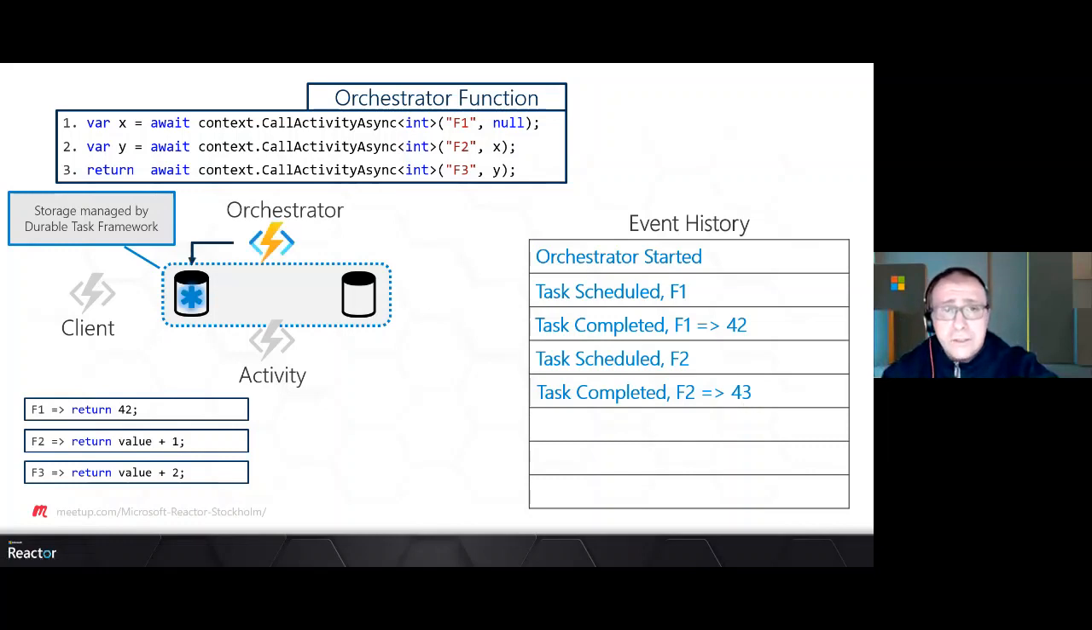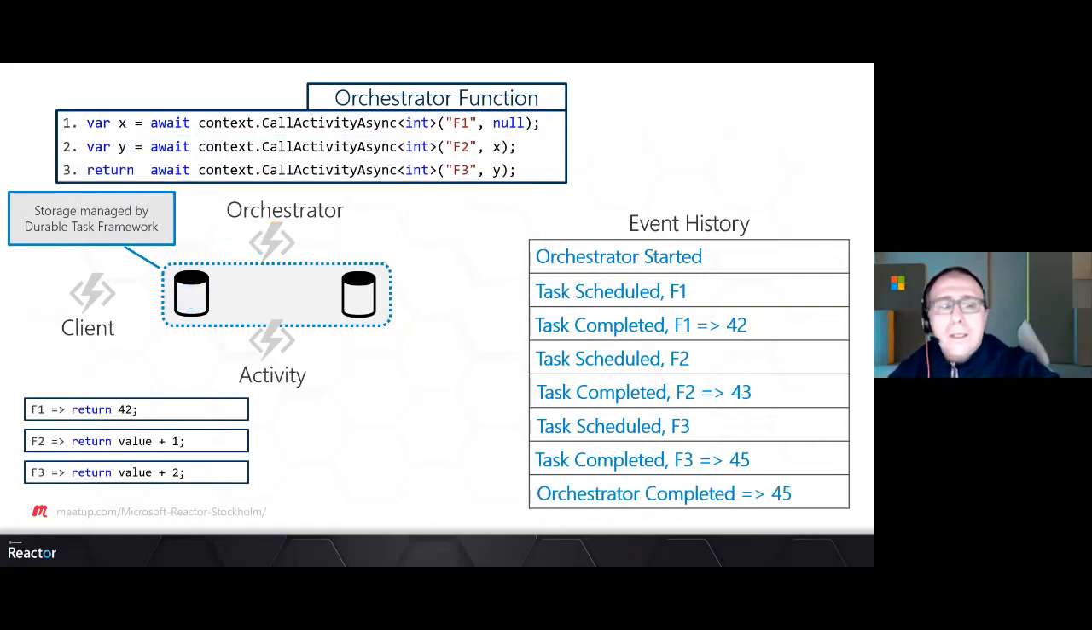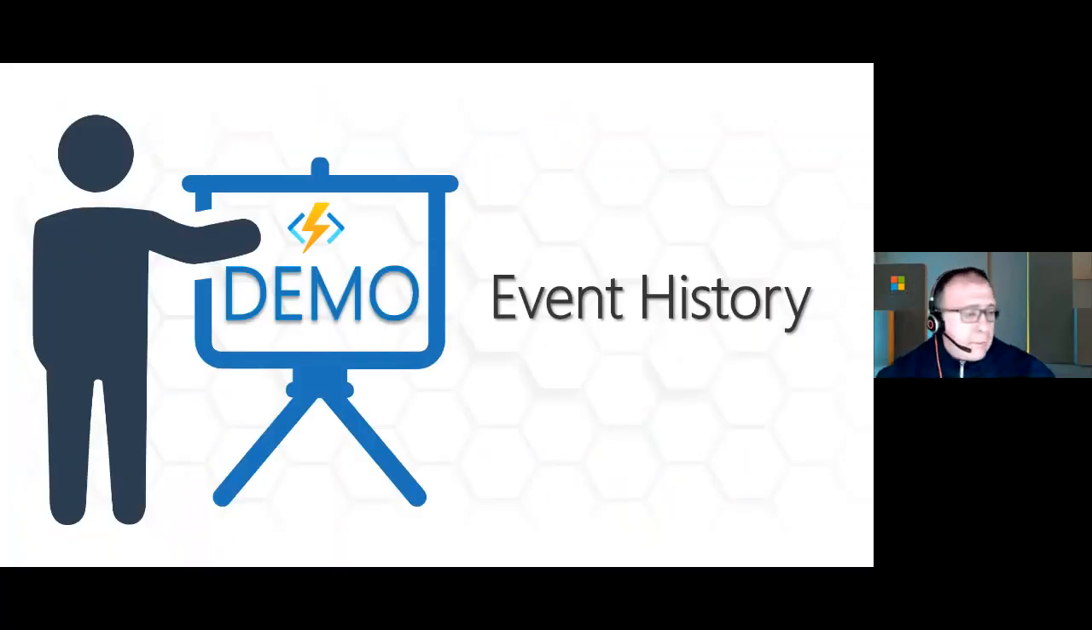Then the orchestrator starts again and says, I need to call F1, but F1 is finished. I need to call F2, but F2 is finished. So I can jump to the next operation, and then I need to call F3. The mechanism is the same, and then the orchestrator starts again. F1 is completed, F2 is completed, F3 is completed, so the orchestrator is completed. You have the complete event history that allows you to understand exactly what's happening in each instance of your workflow. I'll show you in a demo.